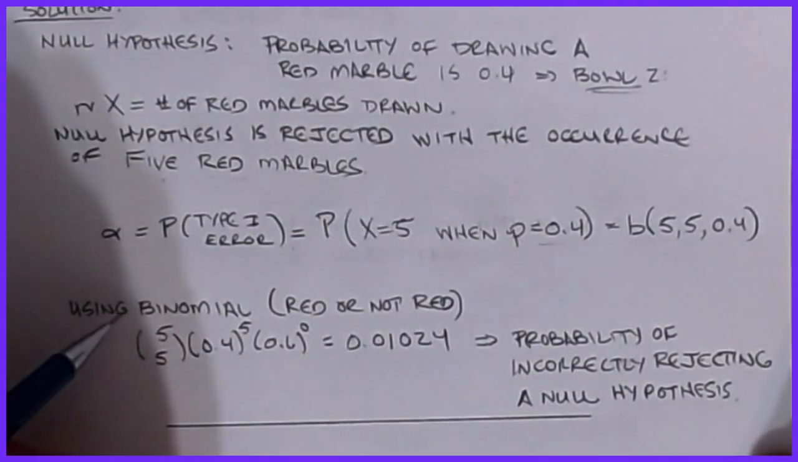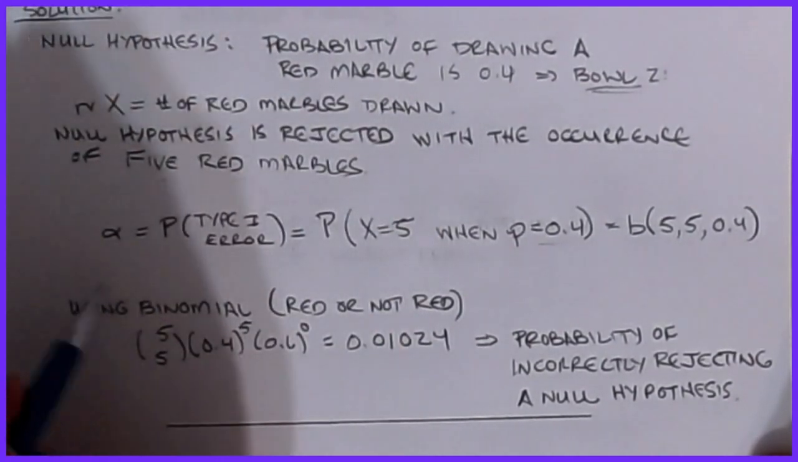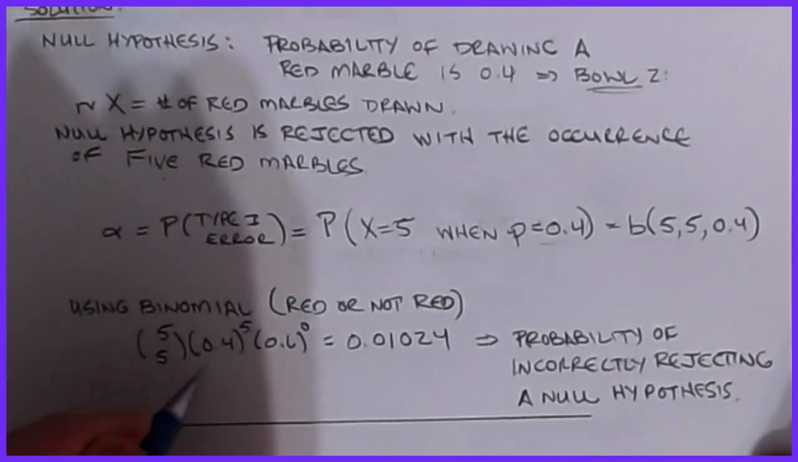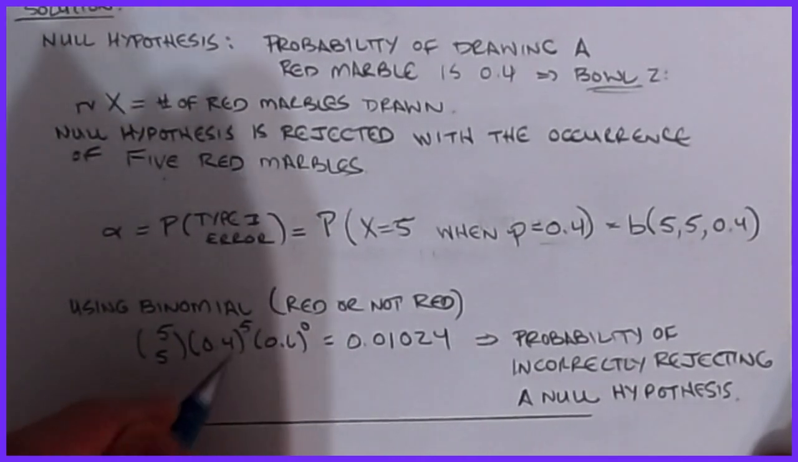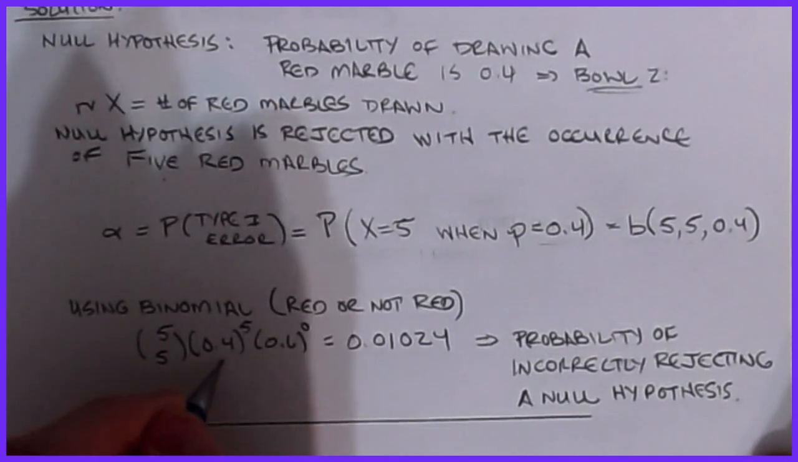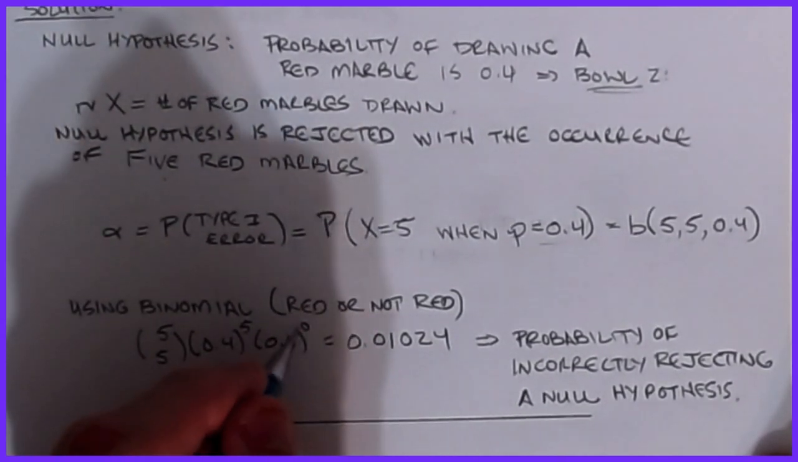Okay, so using our binomial, which is basically a red or not red case. Remember, binomial requires one of two possible outcomes. I'm going to do 5 tests. I'm going to pull, and I'm looking for 5 successes at a rate of 0.4 raised to the 5th power, the number of successes, multiplied by 0.6, which is the complement of this, raised to whatever else is left. And so in this case, I'm looking for none of those.